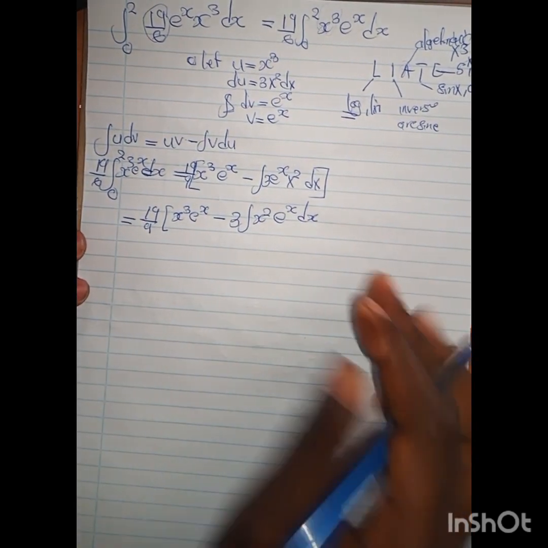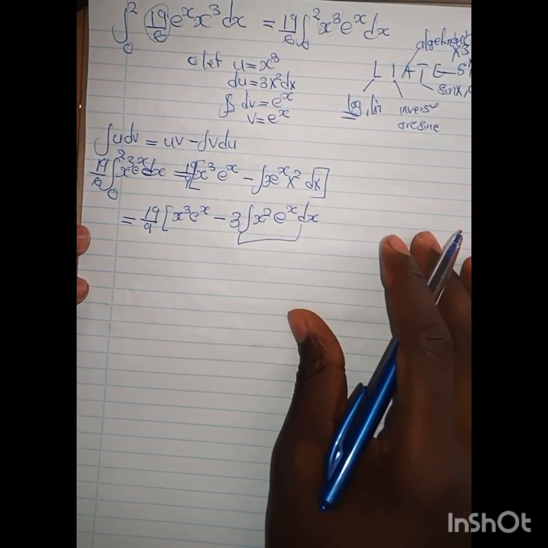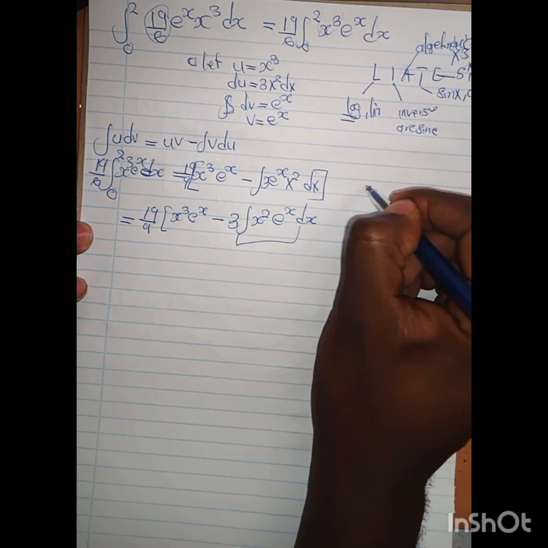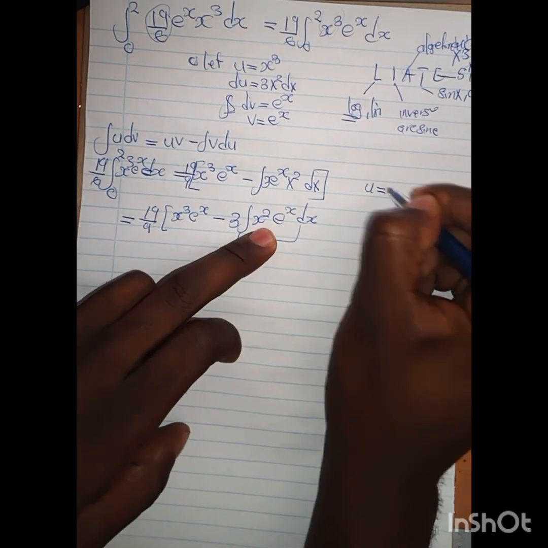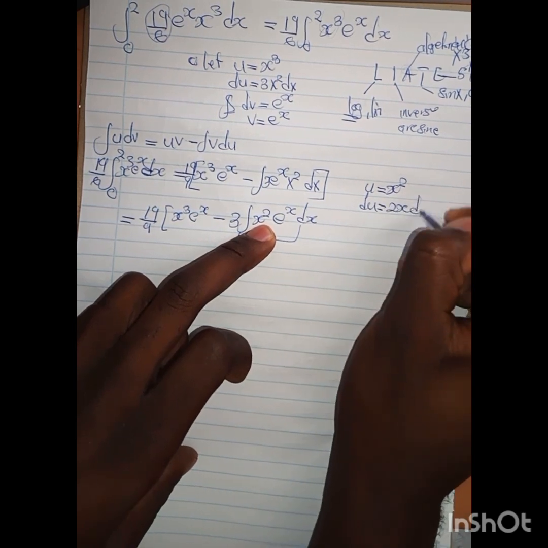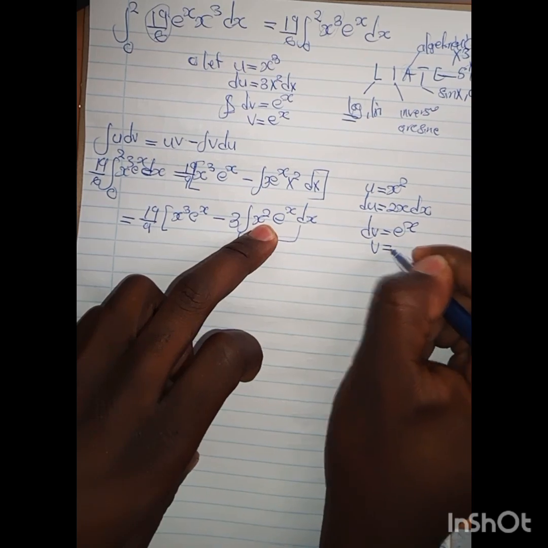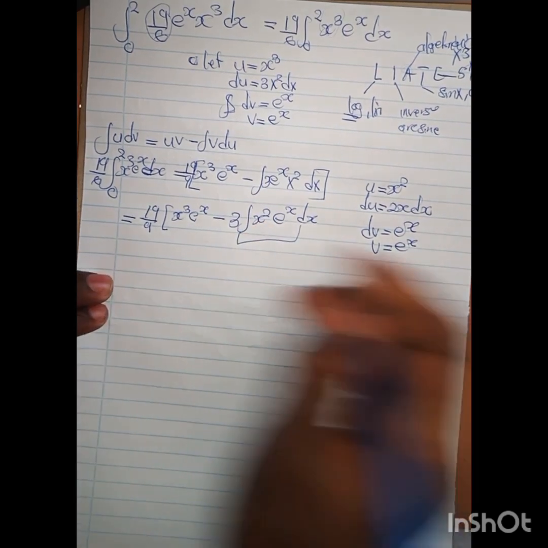When we check this part again, it has to be integrated using integration by parts. So let us again choose our u this time around to be x squared. So du is 2x dx, and then dv is e to the x, hence v is e to the x. All right, let us move.